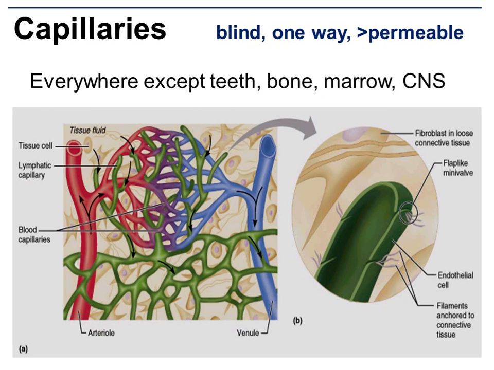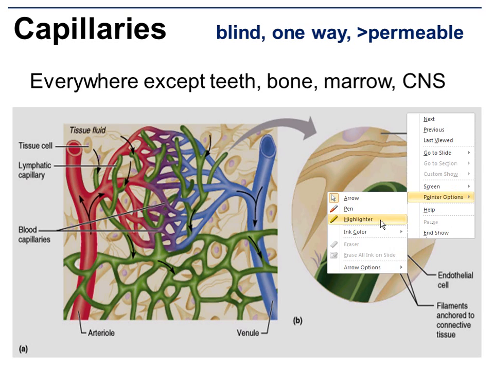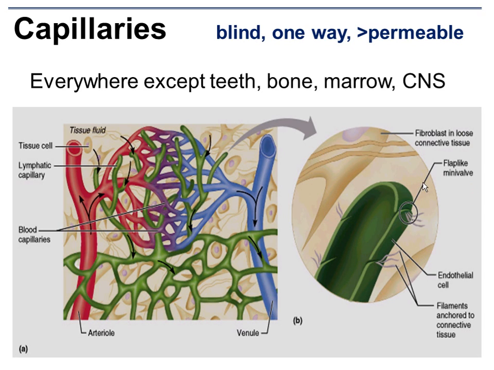Lymphatic capillaries are different, obviously, than blood capillaries. So here's an example of a lymphatic capillary. You can see first they're blind end, meaning they're closed off on one side. The goal of lymphatic capillaries is to collect lymph and move it one way. So it makes sense that they would be blind. That's going to help them be one way. They're also incredibly permeable because you can see these little flap-like mini valves. So once fluid goes in, it can't get out, and it also is forced to go one way.